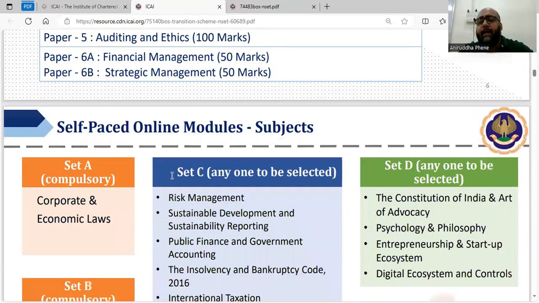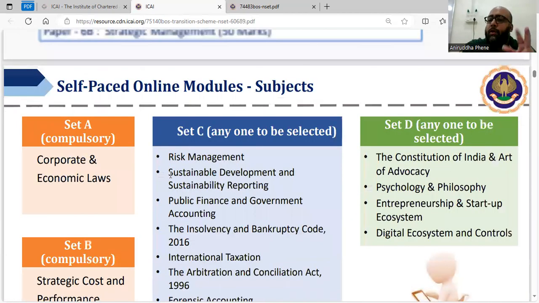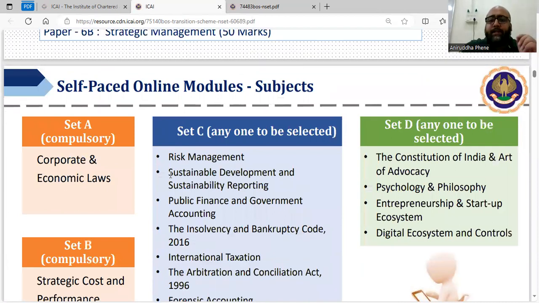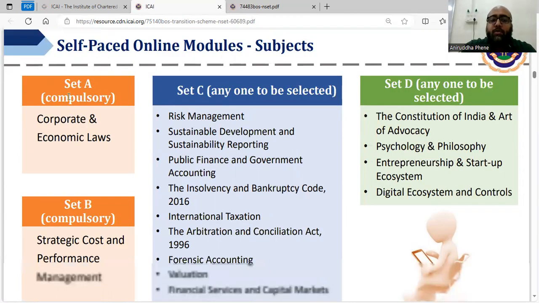Then after you clear the intermediate, you have to start your practical training for 2 years, and side by side, as I told you, you have to complete the self-paced online modules. So set A, there are 4 sets. First set and second set, set A, set B are compulsory. Set A is basically corporate economic laws. Earlier, this was a CA final subject, company law, economic laws. Now they have made it a self-paced online course.